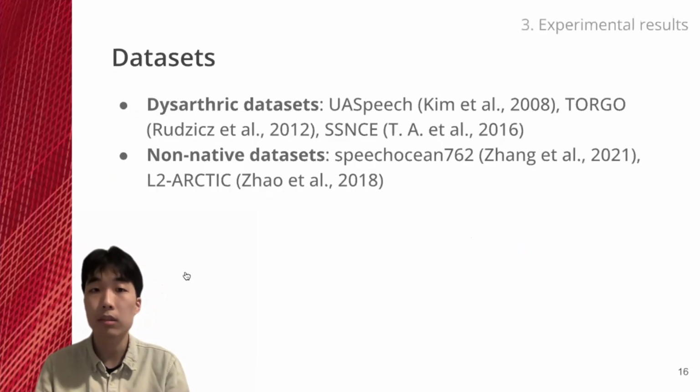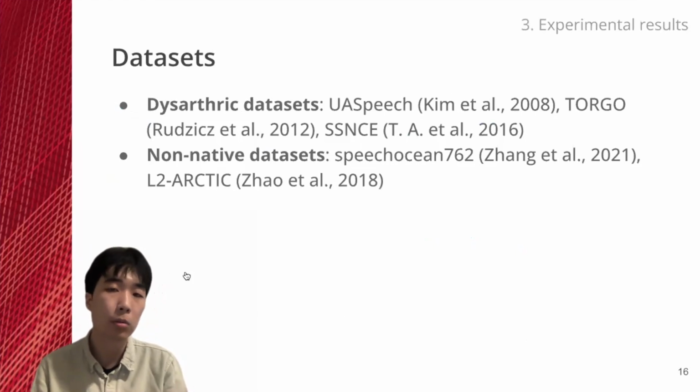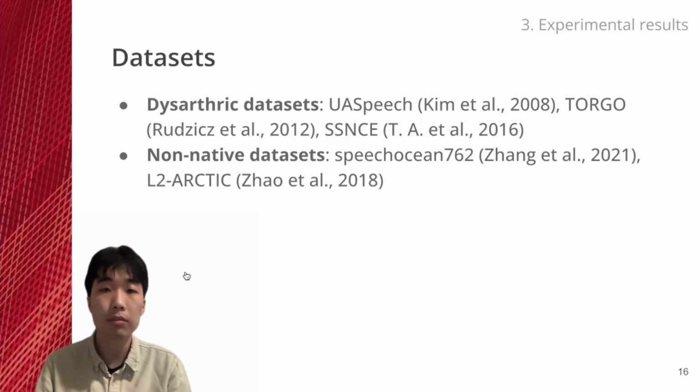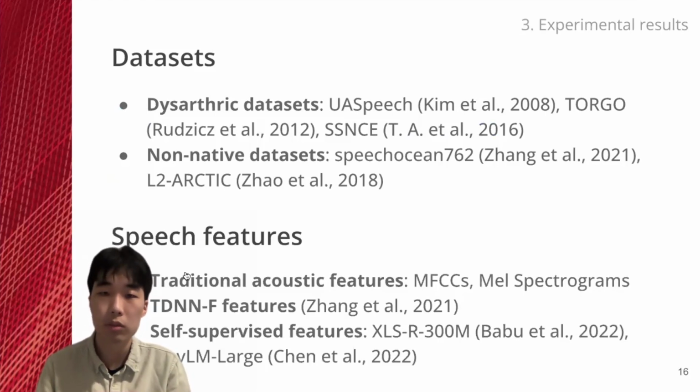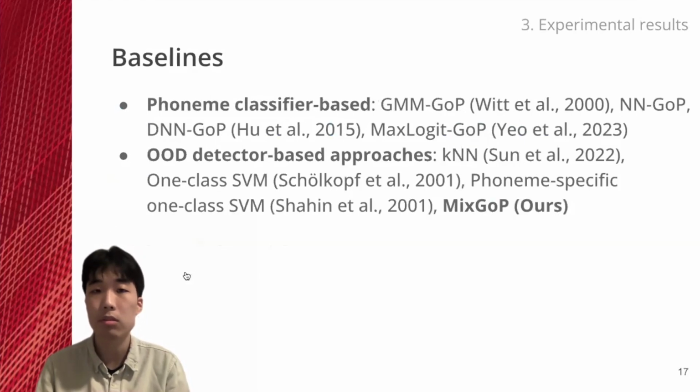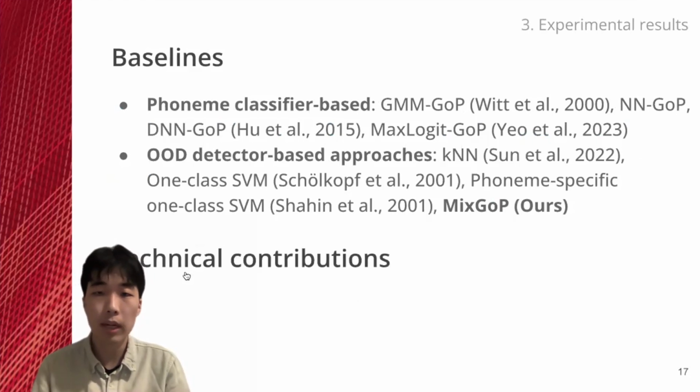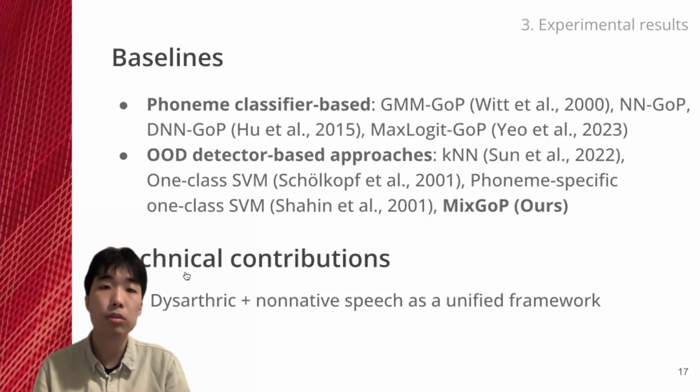So let's look at the results quickly. We use two classes of data sets, speech from pathological or dysarthric speech and speech from non-native speakers, a total of 5 data sets. We also use various types of speech features, using traditional acoustic features or state-of-the-art self-supervised speech features, a total of 5 features. And we compare 7 state-of-the-art methods. And to summarize, we are actually one of the first to unify the pathological and non-native speech, framing it as an out-of-distribution problem.